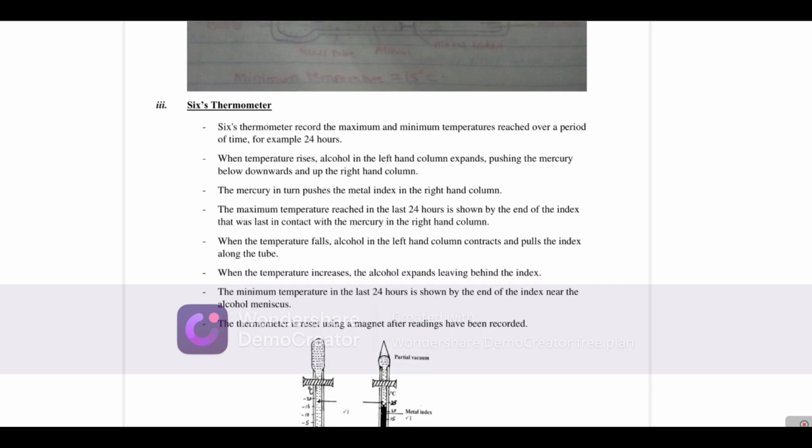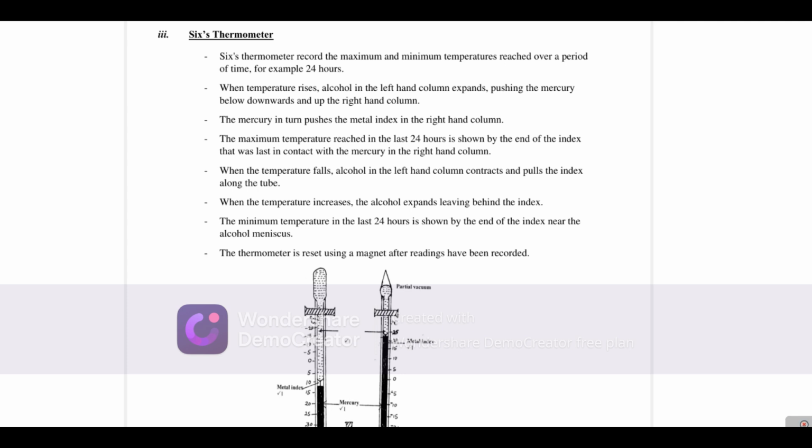So let's now move to the Six's thermometer, which is a combination of the minimum and the maximum thermometers. The Six's thermometer records the maximum and minimum temperatures reached over a period of time, for example 24 hours. I'm going to illustrate using the diagram that is here.